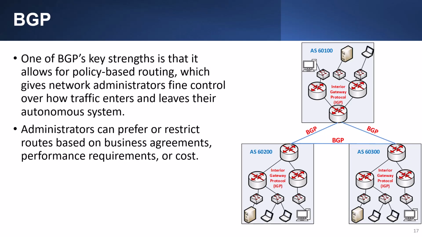One of BGP's key strengths is that it allows for policy-based routing, which gives network administrators fine control of how traffic enters and leaves their autonomous systems. Administrators can prefer or restrict routes based on business agreements, performance requirements, or cost.